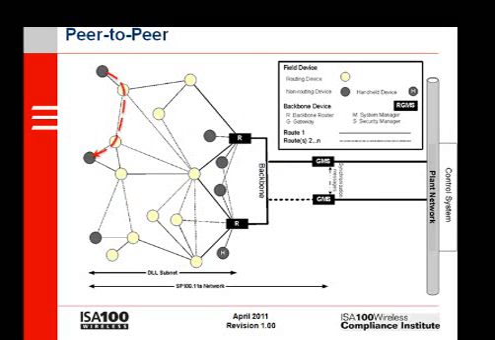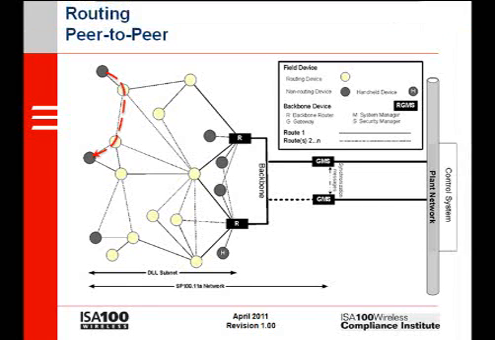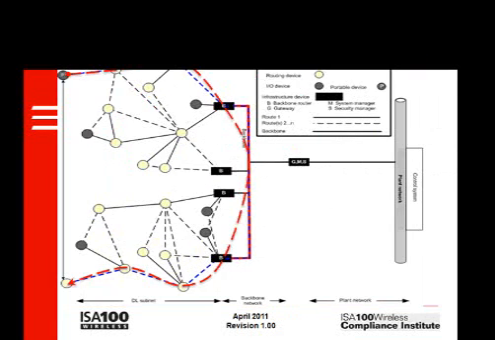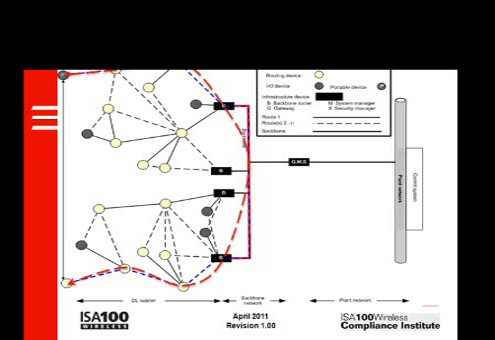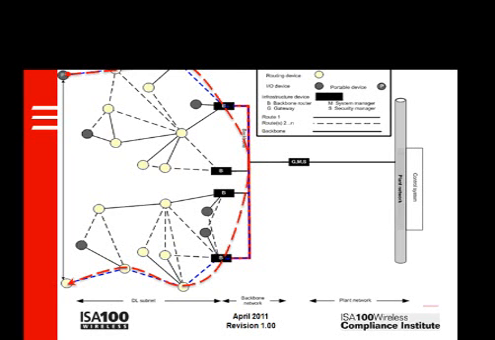This slide shows peer-to-peer routing. Peer-to-peer communication is fully supported by ISA100.11a in a coherent way through all layers of the stack. This slide shows peer-to-peer routing over a backbone. It illustrates the principle that any ISA100 device can communicate directly with any other ISA100 device as long as it has the security credentials, just like IP.